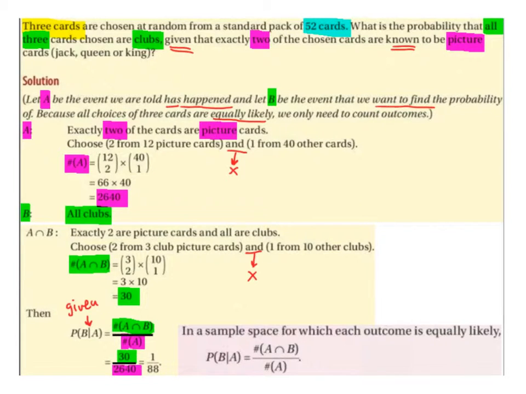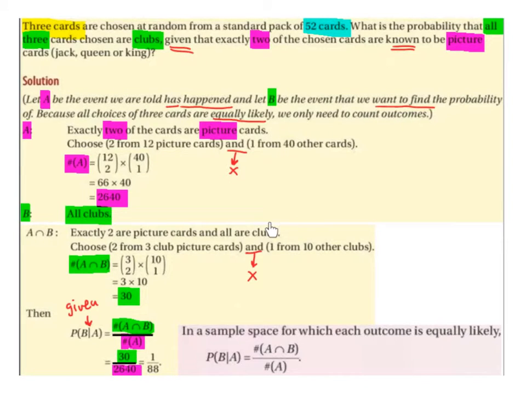Now we have to take event B, which is that they are all clubs. So we are asked to find the probability that all 3 cards are clubs. This is what we want to find, so this becomes event B. Next, we want to find the intersection of A and B. We're not actually interested in the probability of B, just the probability of the intersection. So the intersection, or basically A and B, is that exactly 2 are picture cards and all are clubs.